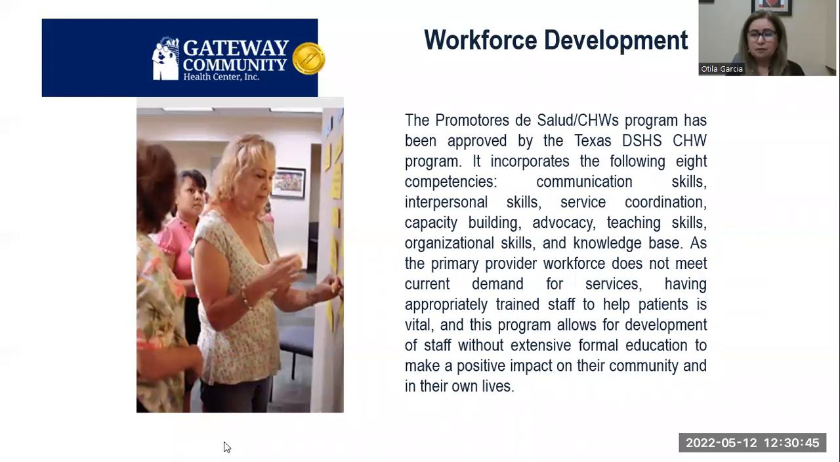And in order to provide our promotores de salud, or community health workers, with the training that they need, Gateway decided, 15 years ago, to become a training site. That way, we can provide the staff members with the training that they need.